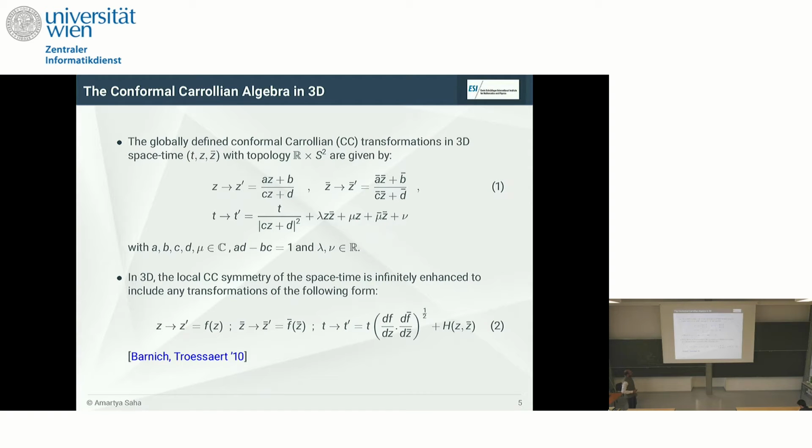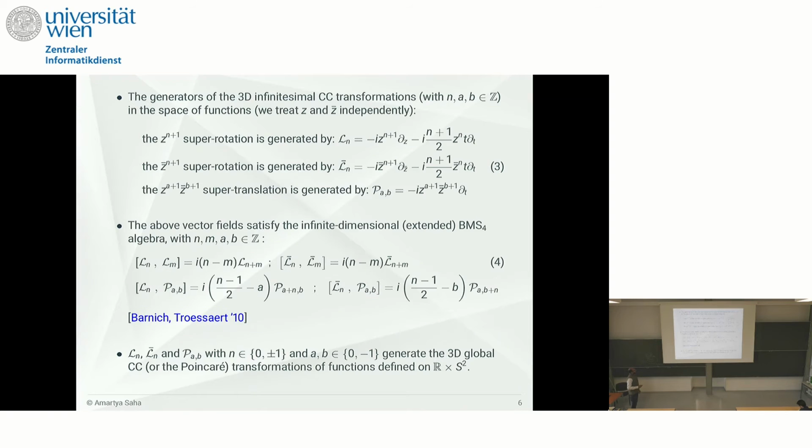So z can be transformed into any holomorphic function f(z). Similarly, z bar can be transformed into any anti-holomorphic function, and t under these two transformations changes like this, and this is the supertranslation part. The vector fields that generate these transformations on the space of functions are given by equation 3, and of course they satisfy the extended BMS4 algebra.